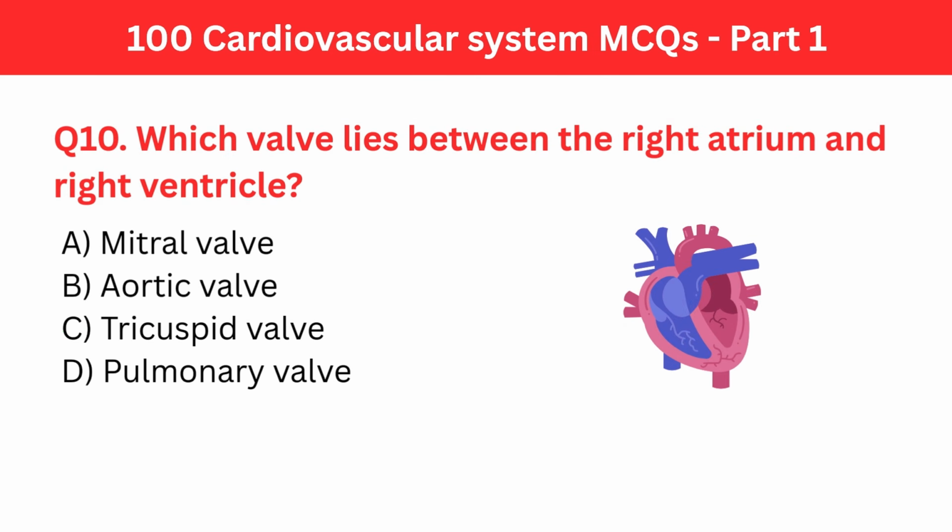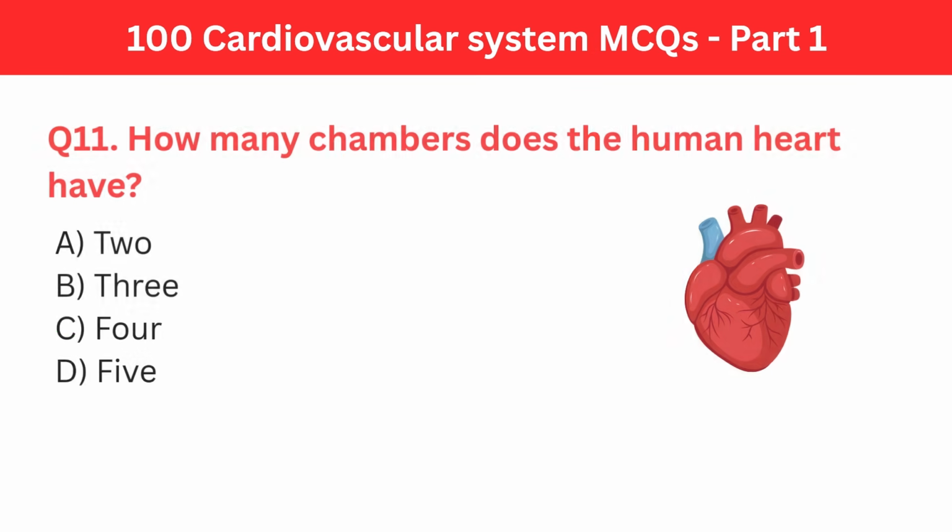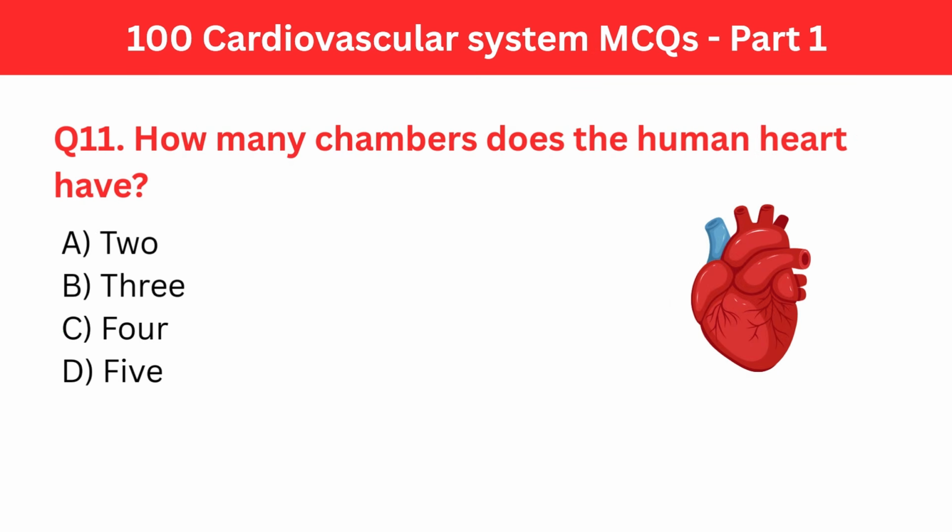Which valve lies between the right atrium and right ventricle? The right option is C. Tricuspid valve. Question number 11.